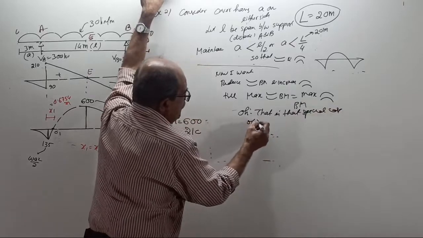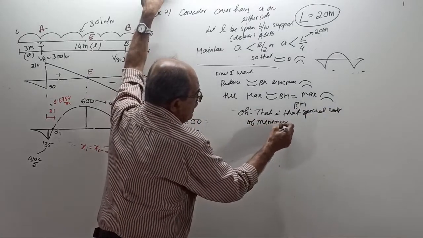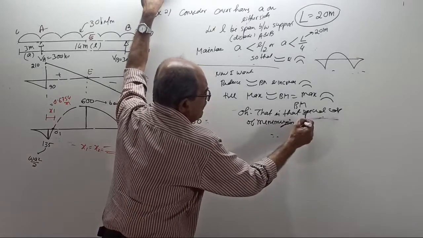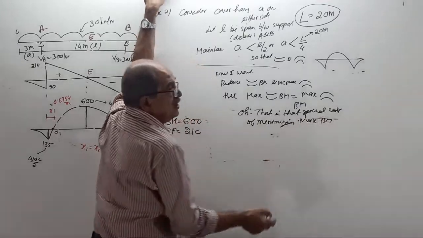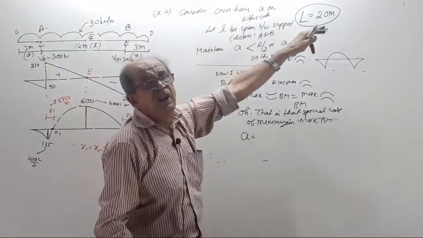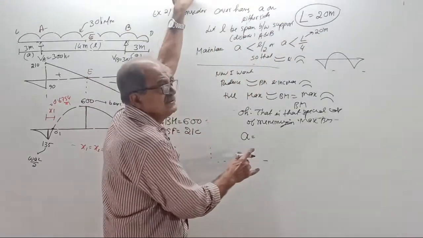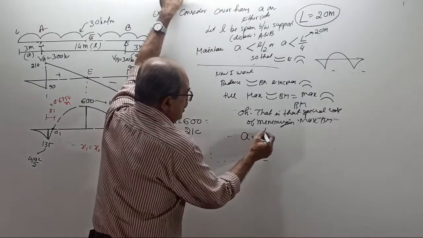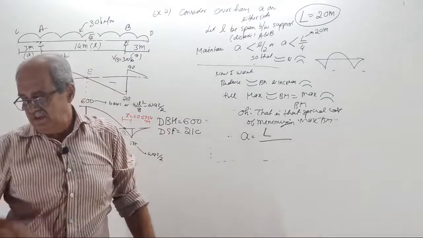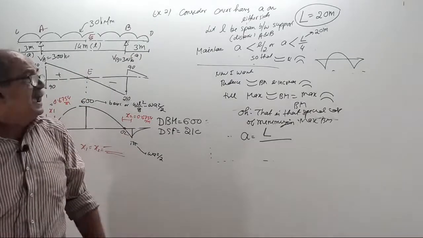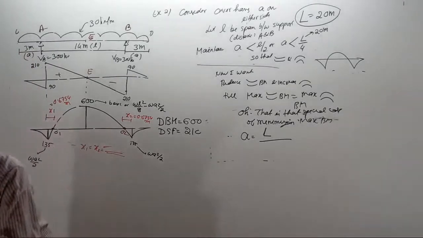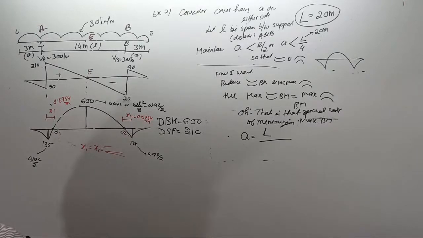of minimizing the maximum design BM or maximum BM. Maximum BM. You can tell A should be equal to, I know only the total length now. So tell me the answer. A equal to, therefore your A should be L by what? Tell me. Your A should be L by number. I cannot connect to small l. I have to connect to capital L. Why? Small l is not known. A should be L by how much?